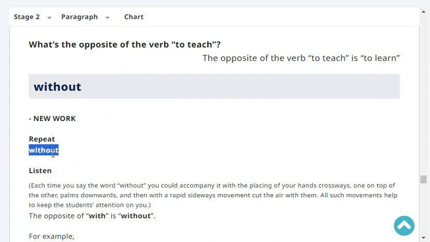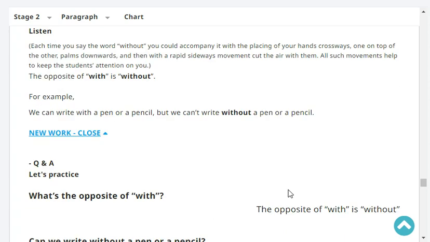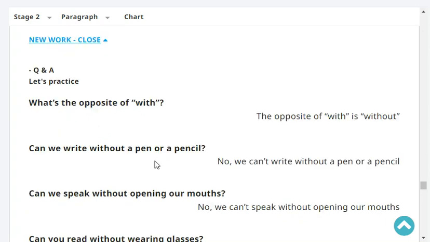Next, repeat: without. Very good. Okay, listen. The opposite of with is without. For example, we can write with a pen or a pencil, but we can't write without a pen or a pencil. Okay, let's practice. What's the opposite of with? The opposite of with is without.